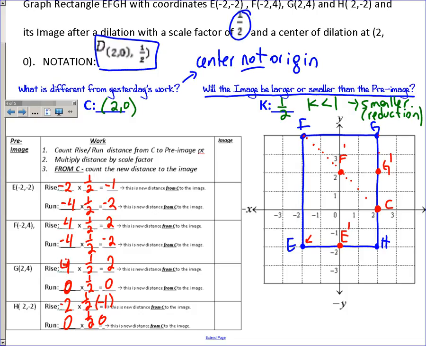Let's see, 1, 2, 1. Hold on, guys, let me just check something here. 1, 2, 1, 1. I've got something weird here.